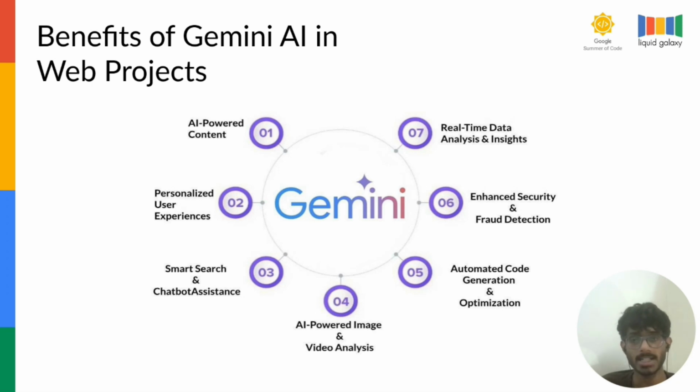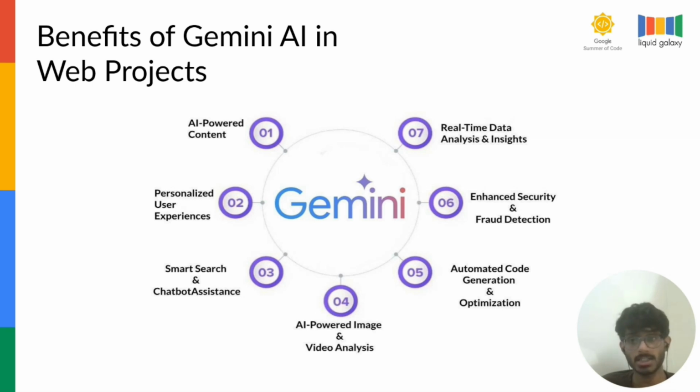Automated code generation and optimization. For developers, Gemini AI can assist in writing, optimizing, and debugging code. It can suggest improvements, generate code snippets, and even automate repetitive coding tasks, making the development process faster and more efficient. Sixth one is enhanced security and fraud detection.